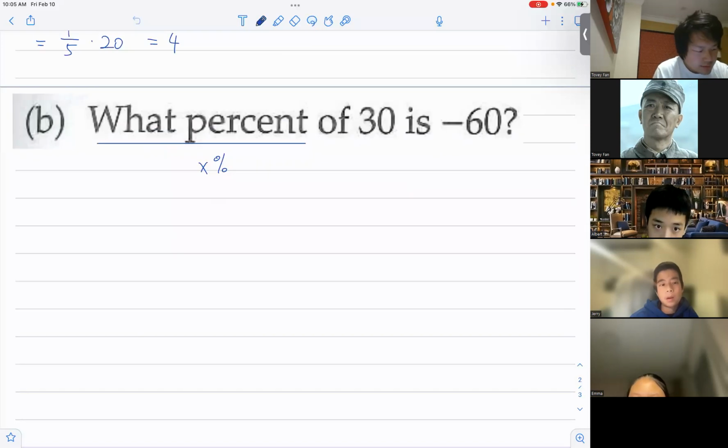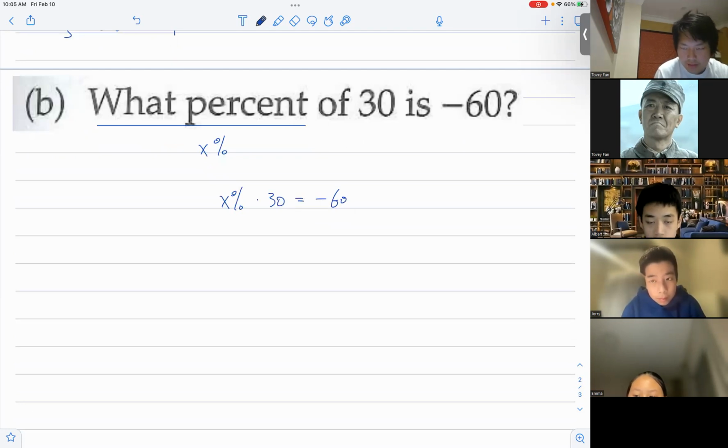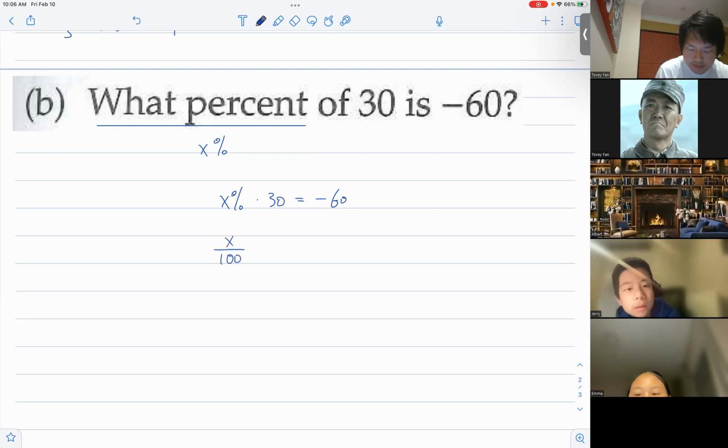Okay, here. So, Jerry, let's give it a try. What percent of this is that? What is the equation? X% times 30 is -60. Good. Then how do you solve for x? Just solve x as we have learned in chapter 5. And if you have trouble with percentage, always just convert into over 100, okay? So just do x over 100 times 30 equals -60.